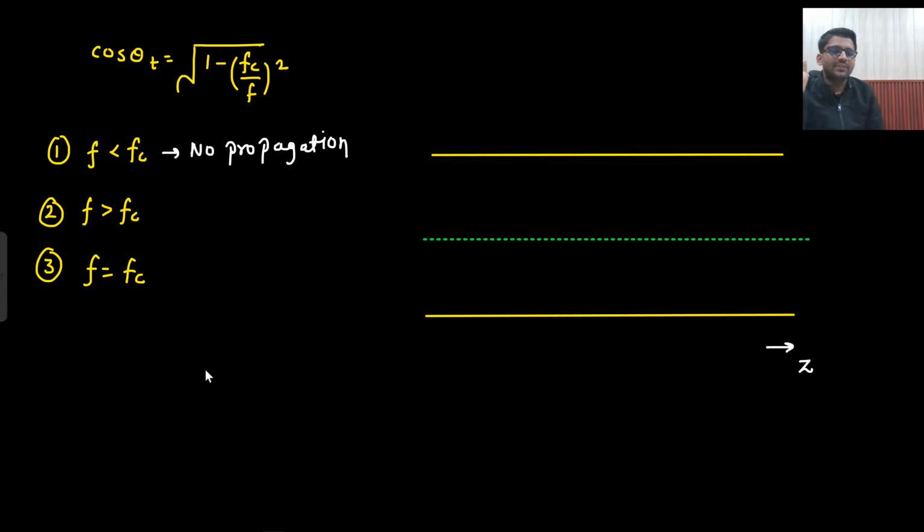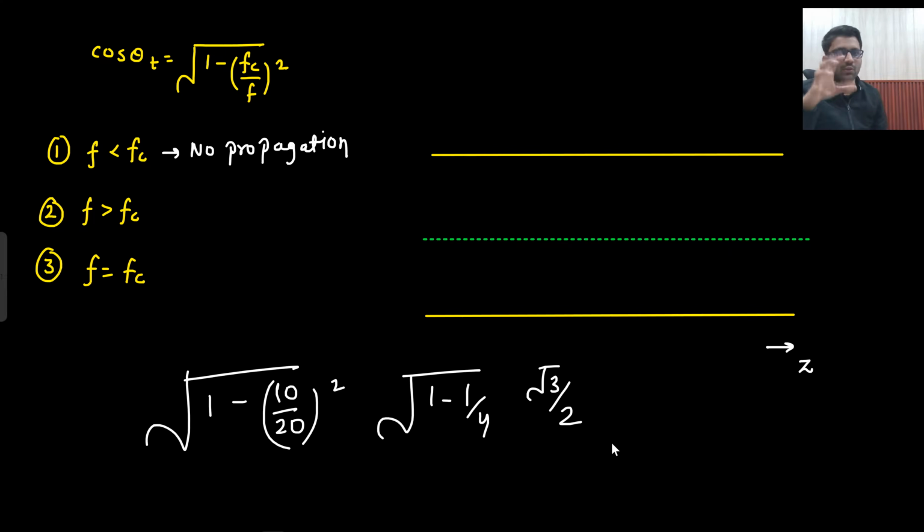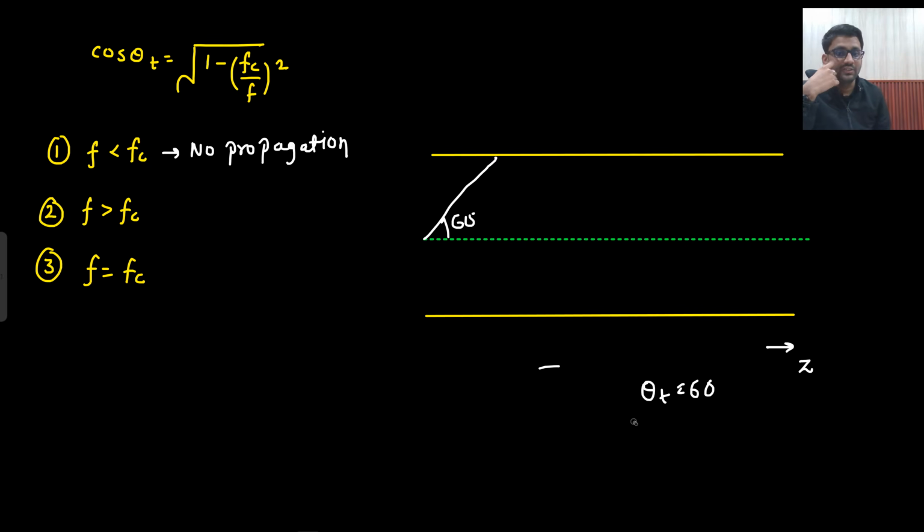Now if f is greater than fc, let's just say your fc was 10, but your f is greater, it is 20. So what you are getting? 1 minus 1 by 4. So what you are getting? Under root 3 by 2. So under root 3 by 2 is possible. That means theta t is equal to 60 degree. So if the wave is coming here, that will make a 60 degree angle. So that is possible. That means if f is greater than fc, then there would be propagation.